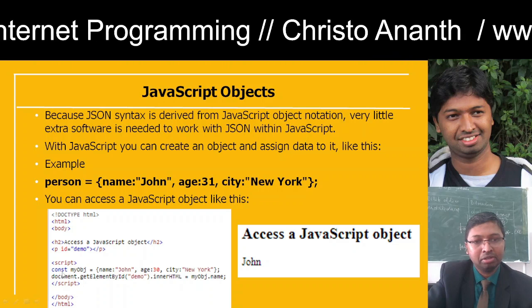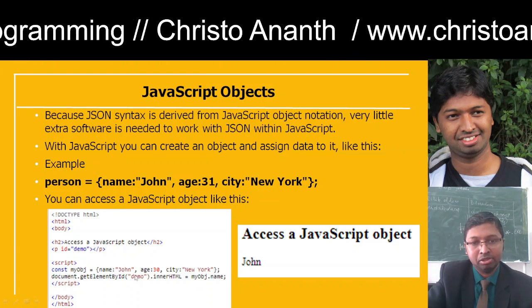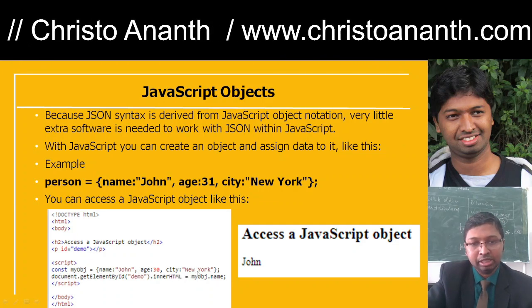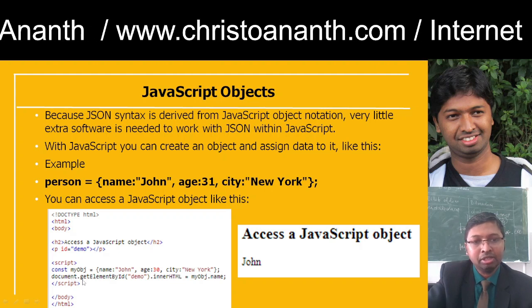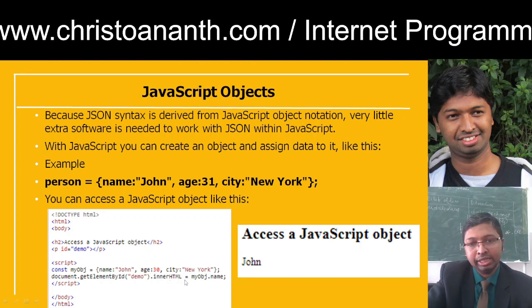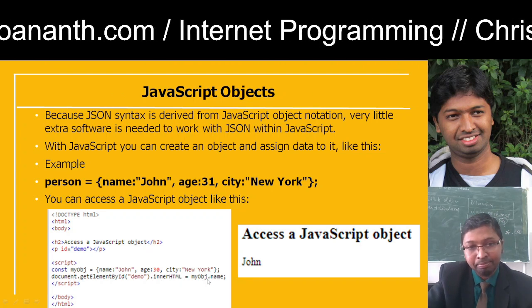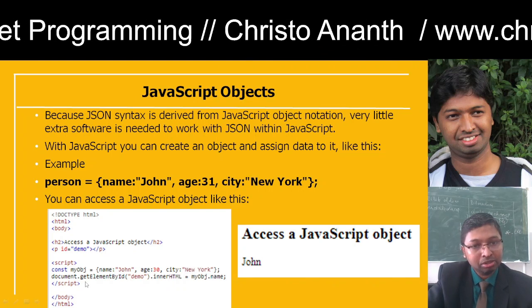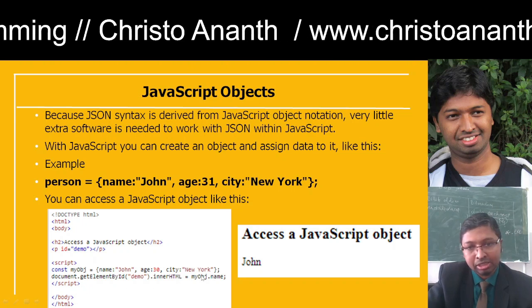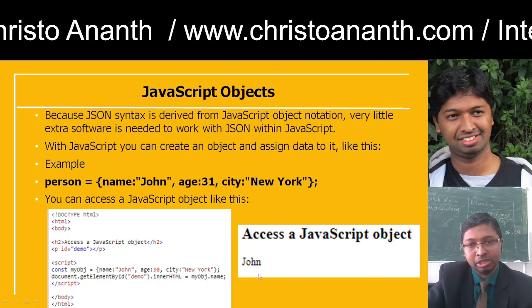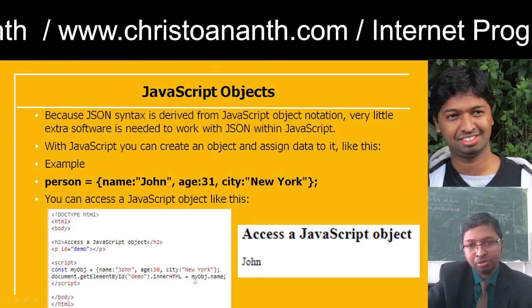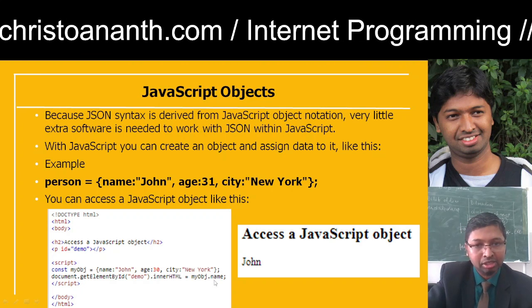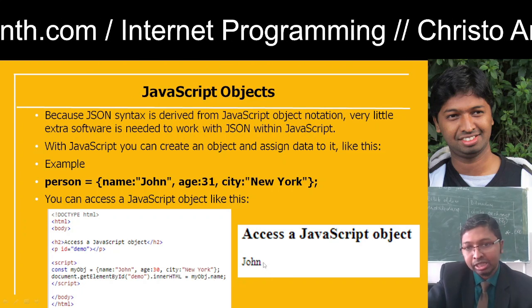And in the script you will have const myObject equals name John, age 30, city New York. Then document.getElementById demo innerHTML equals myObject.name. Here you are getting only the name. Close the script, close the body, and close the HTML. Since you are getting only the name, it will display only John. For example, if you display myObject.age, then 30 will be displayed.